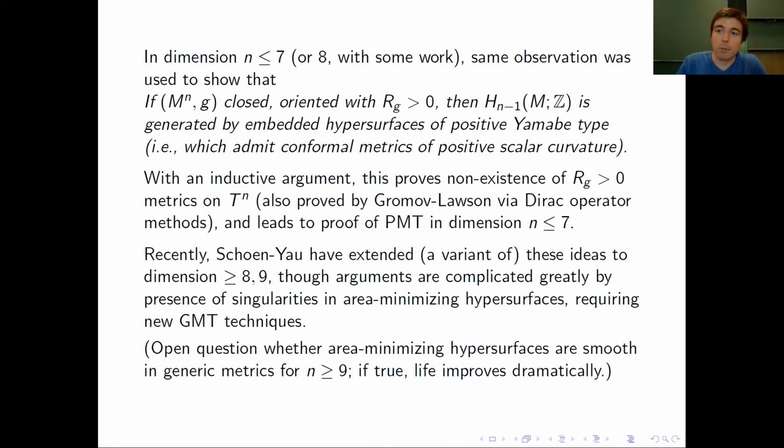So it's, of course, a famous open problem in GMT whether area minimizing hypersurfaces are smooth for generic metrics in dimension higher than 9. It's known in dimension 8 that you can have singularities in these minimizing hypersurfaces for specific metrics, but it's known by Nat Smale that you can perturb them away.